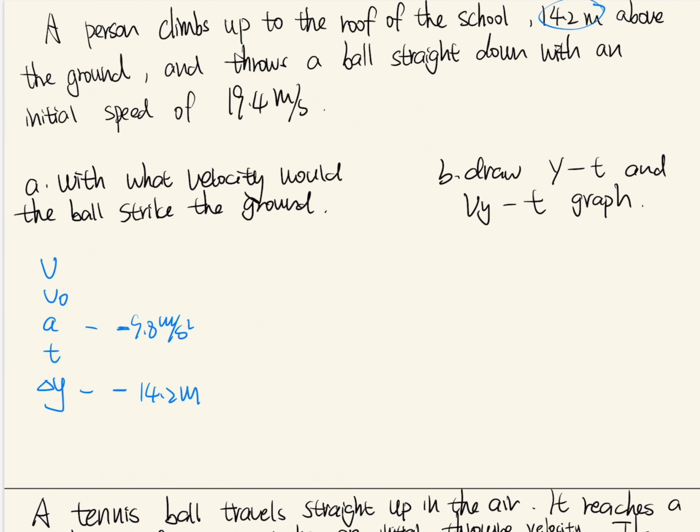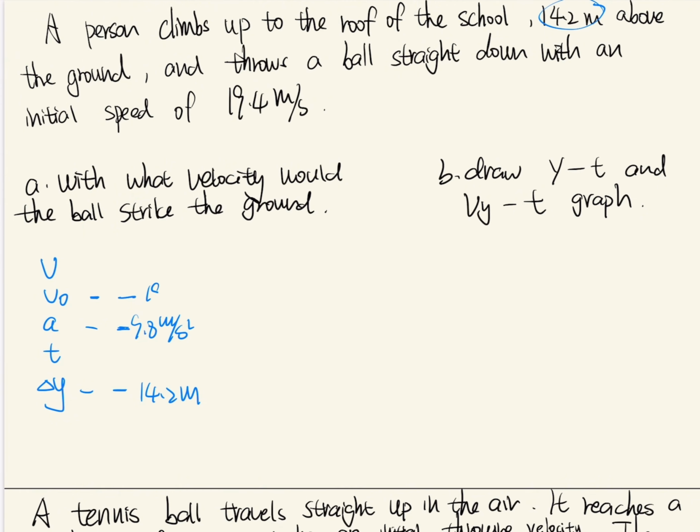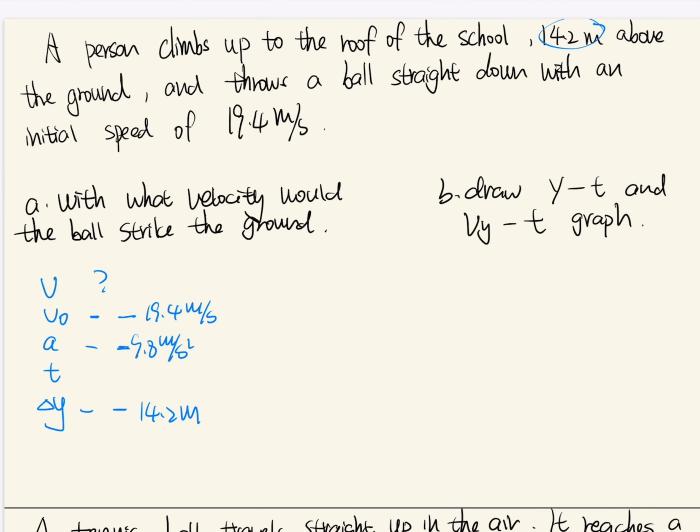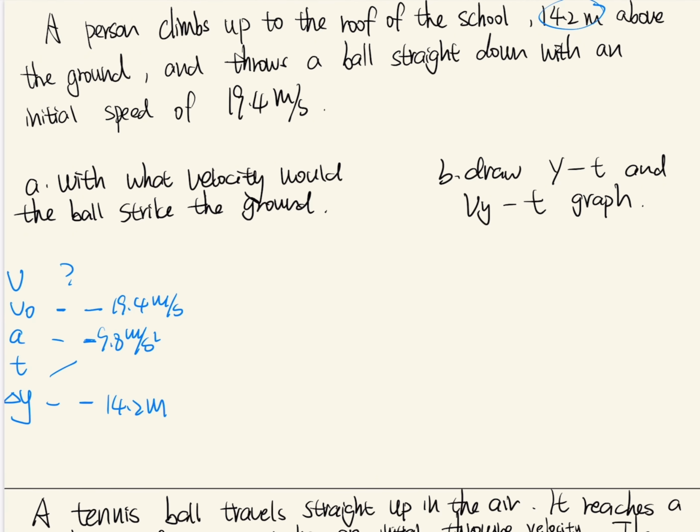And the initial velocity is negative 19.4 meters per second because it's going down. And the final velocity is what we are calculating. We actually don't know the time in this question. So if we don't know the time, we cannot use the first two equations. So instead, we're going to use the third equation.